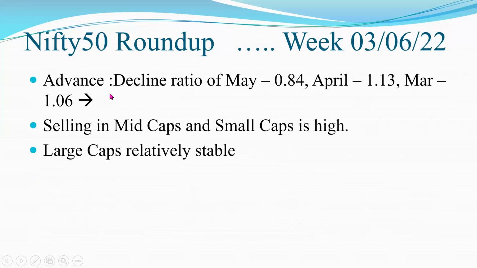Another negative sign is the advance decline ratio in this month has decreased. Means more stocks declined than advanced. In April, it was 1.13. It should be above 1. In March, it was 1.06. But in the month of May, it was 0.84. 0.84 indicates that it was below 1. Below 1 means there were more declines compared to the advances. Selling was happening in mid caps and small caps. Relatively large caps were more stable.